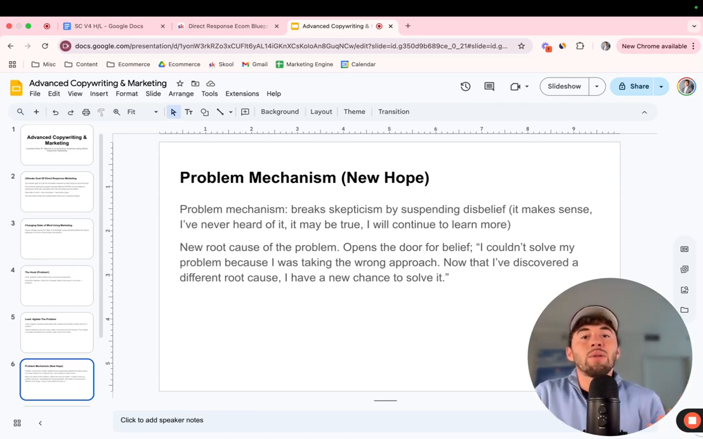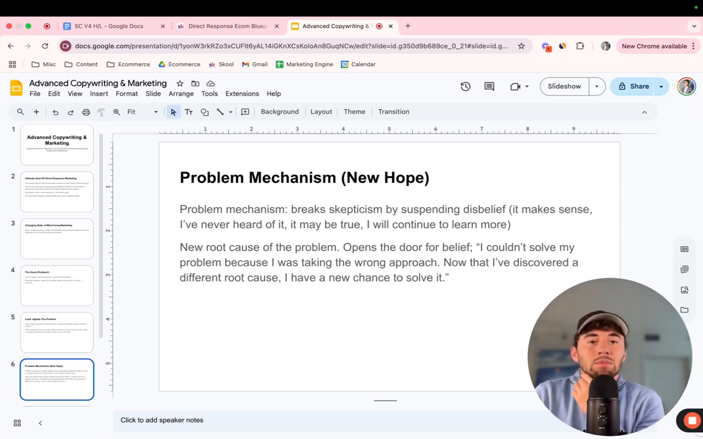We want to explain to them how the problem works. So the purpose of the problem mechanism, and the problem mechanism is the real root cause. It's the mechanism behind the problem. So why do you have back pain? It's because your spinal discs are compressed. Why do you have knee pain? It's because your cartilage is wearing out. It's the root cause of the problem.